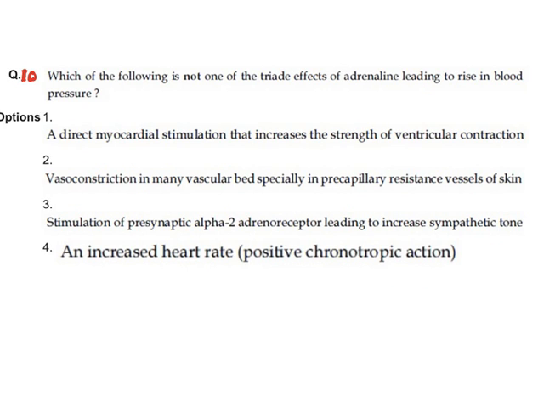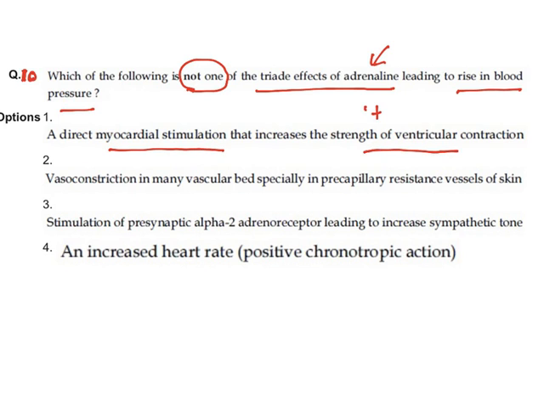Next one. Now see, which of the following is not one of the triad effects of adrenaline leading to rise in blood pressure? See, adrenaline is a hormone released from the adrenal gland. The release itself increases blood pressure, but we need to figure out which one is not one of the effects. Say, a direct myocardial stimulation that increases strength of ventricular contraction. This is positive inotropic action. This is there with adrenaline and noradrenaline. So this is true. Now, vasoconstriction in many vascular beds, especially precapillary resistance vessels, this is true. It acts on alpha-1 receptors which are present on blood vessels and causes contraction.